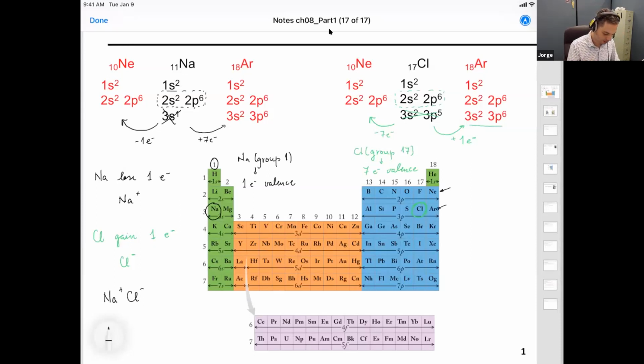Remember that the charges need to be crossed all the time. When we have one, we don't need to represent that. Therefore, the formula is going to be NaCl. And this is an example of ionic bonding, because there is one element losing electrons and the other one gaining electrons.